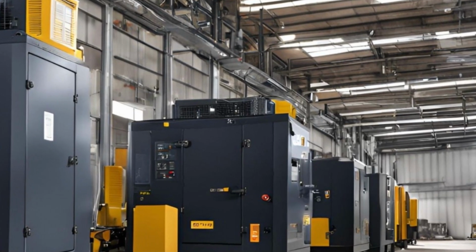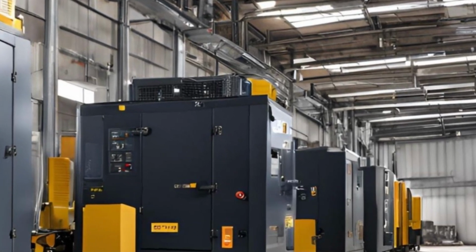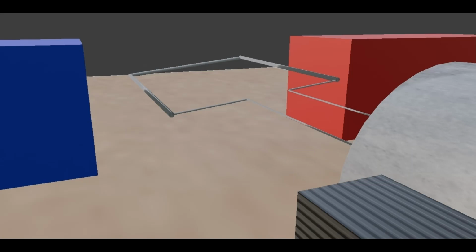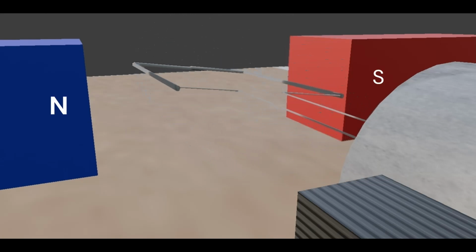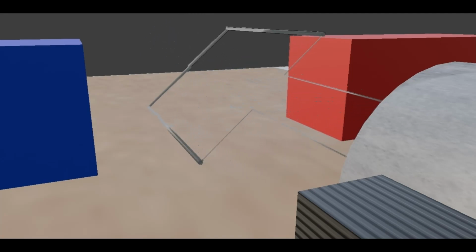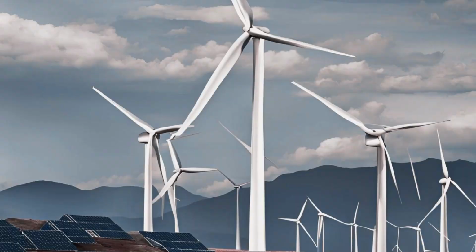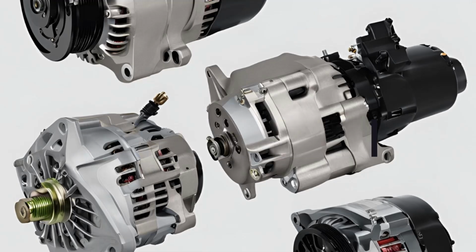Faraday's law isn't just theory. It has real-world applications everywhere. For instance, it's the principle behind electric generators. When you spin the coil of wire within a magnetic field, electricity is produced. This is how we generate power in hydroelectric dams and turbines and even car alternators.